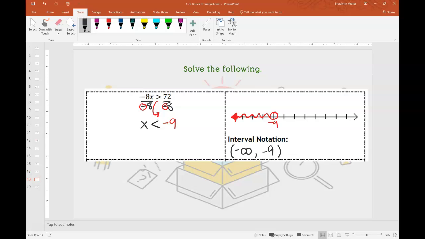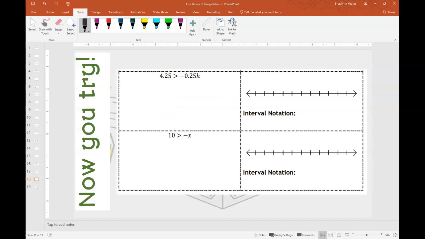All right, I want you guys to go ahead and give these two problems a shot. And you've totally got this. I would also notice that the variable's on the wrong side right now. That might be something you want to fix.